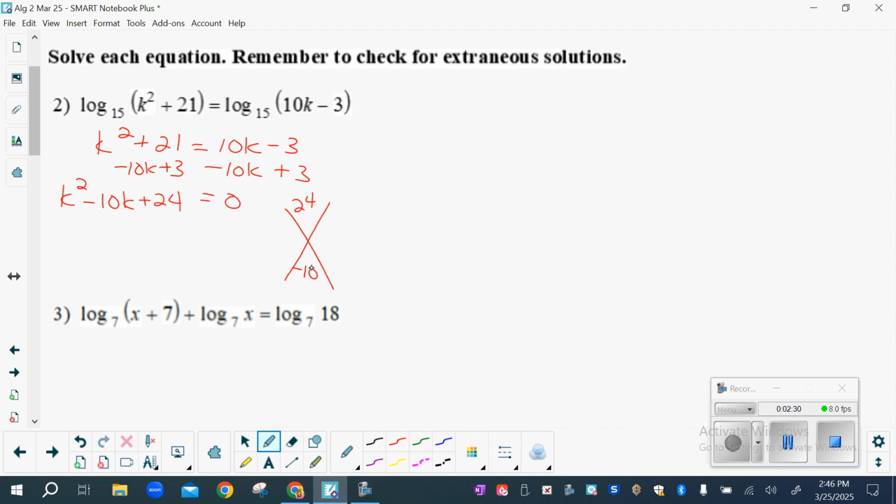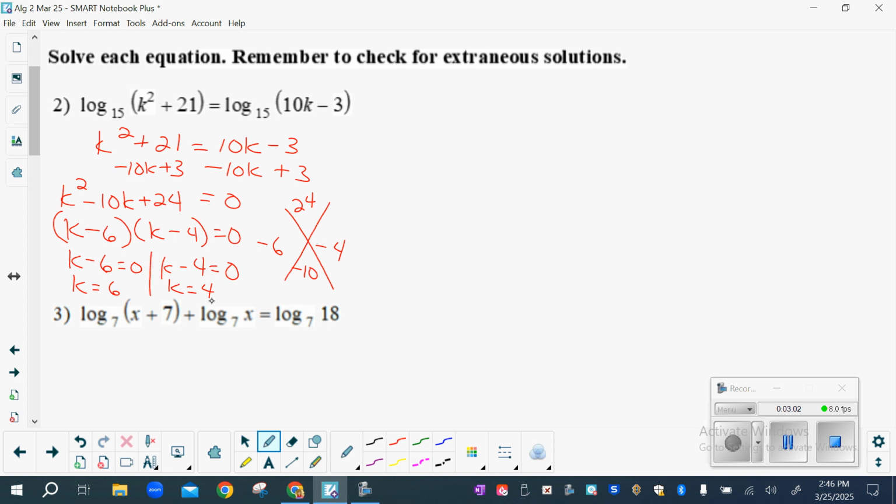Negative 6 and negative 4. So we have k minus 6, k minus 4. And then we use the zero product property. We set k minus 6 equal to 0, k minus 4 equal to 0. Sorry, I know there's a lot of steps in this. And we get answers of k equals 6 and k equals 4.